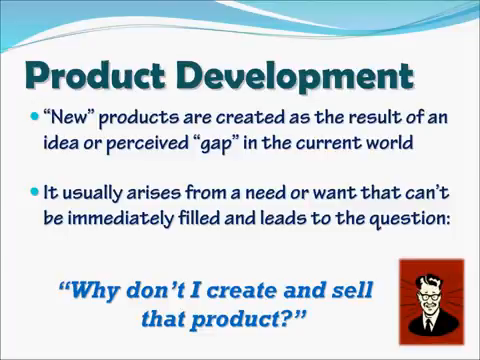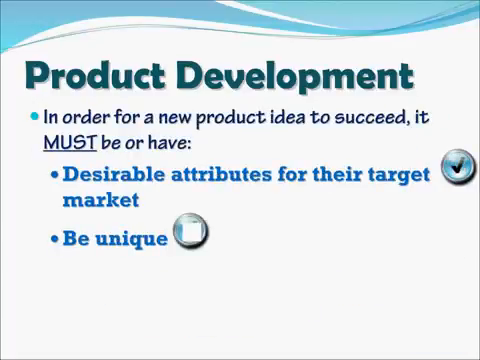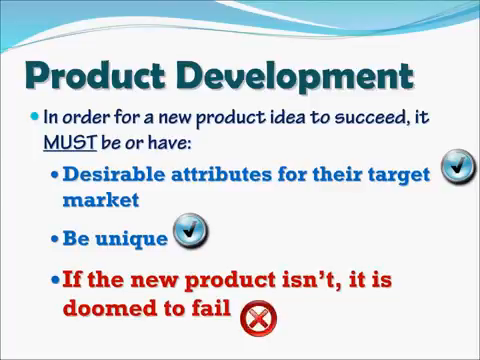There's a gap in the current market. The world doesn't have a product that exists that will satisfy those needs or those wants. Because of this gap, marketers and companies will develop products that will fill this gap. So the question that every marketer needs to answer: why don't I just create and sell that product? If you can do it, then you will do it. And therefore, if a product is successful, it must have desirable attributes for the target market. It will be unique. And if it is not either of these things, it is doomed to fail.